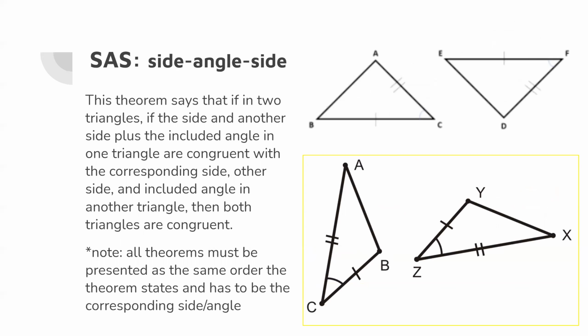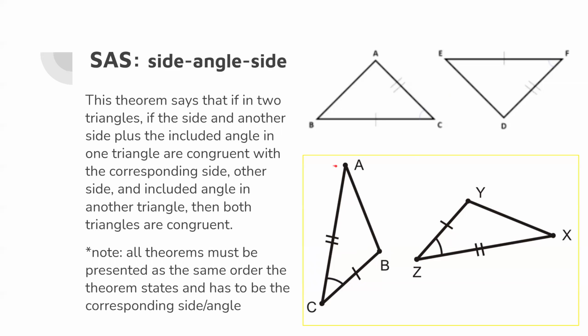Next is the SAS, which is the side angle side theorem. This theorem states that if in two triangles, the side and another side plus the included angle are congruent with the corresponding side, other side, and included angle, then both the triangles are congruent. So this is an example. As you can see, there's one side, another side, and they're congruent to each other, plus the included angle and the included angle, which proves that these two are congruent.